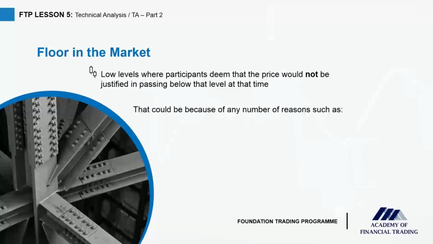Why don't we put the question to the floor? Why do you think the price might bounce at a particular area? Imagine your own domestic housing market, and let's imagine that house prices fell from 400,000 down to 300,000. Why might they not go any further than 300,000? Relate everything back, guys, to something which you're comfortable with.